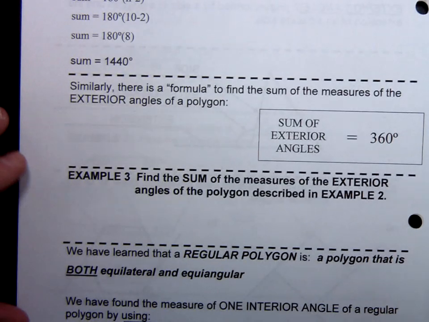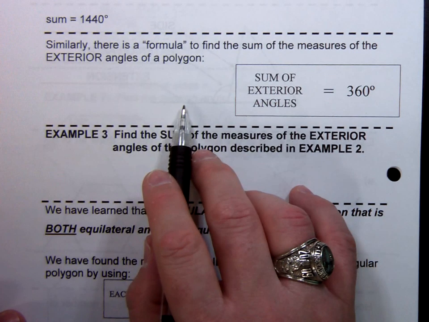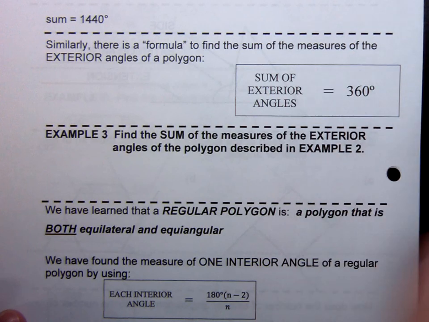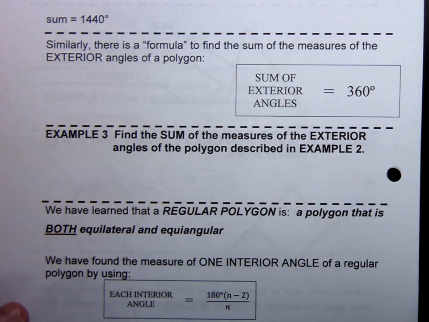Okay, when we did the sum of the interior angles, it was 180 times n minus 2. So it changed depending on the number of sides for that polygon. It's not the same with exterior angles. For exterior angles, the sum is always 360. It does not matter which type of polygon it is. The exterior angles always add up to 360.